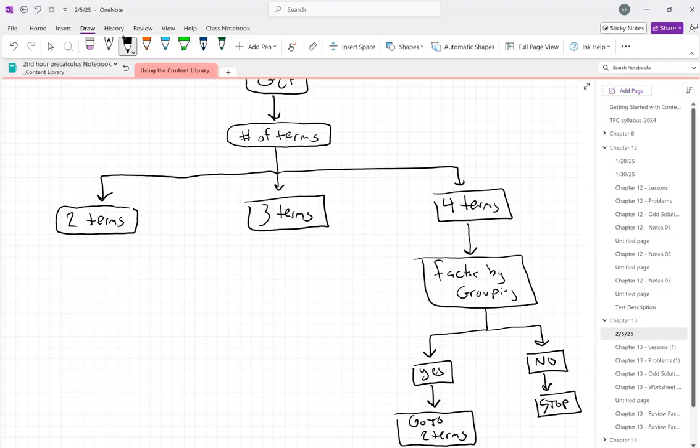Wait, so a term is like a number and a variable? So like x squared plus 2 is 2 terms. X squared plus 2x plus 5 is 3 terms. X cubed plus 2x squared plus 3x plus 7 is 4 terms.